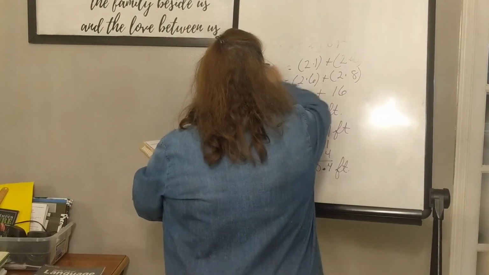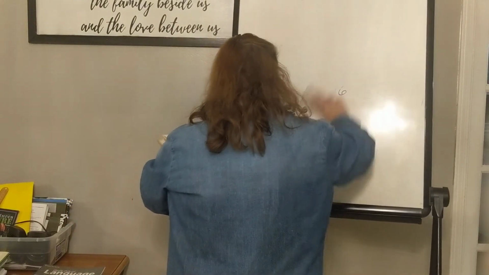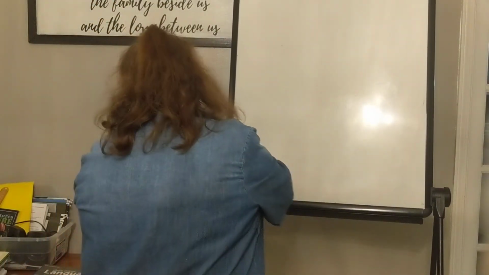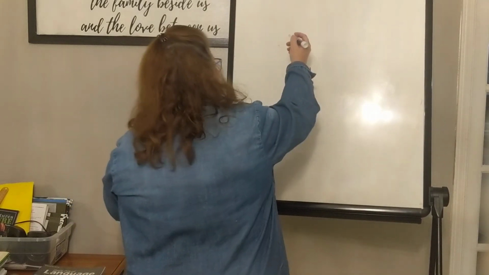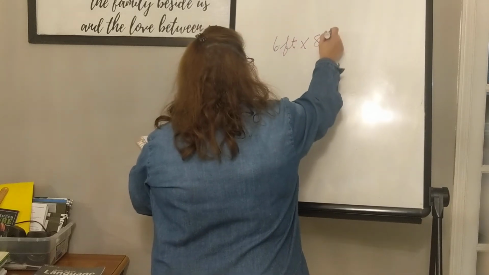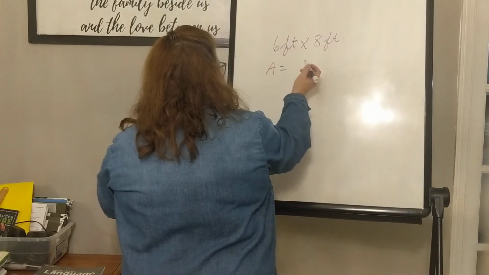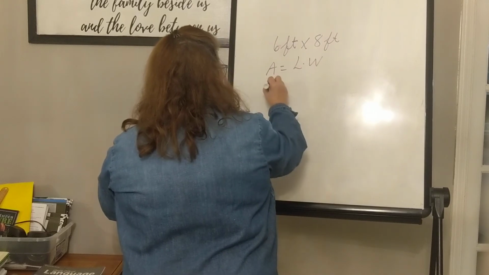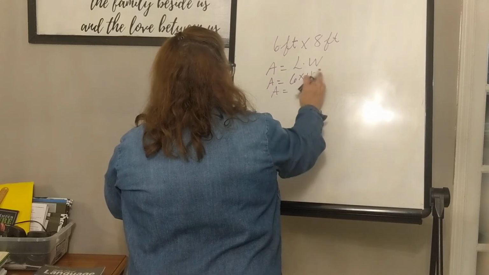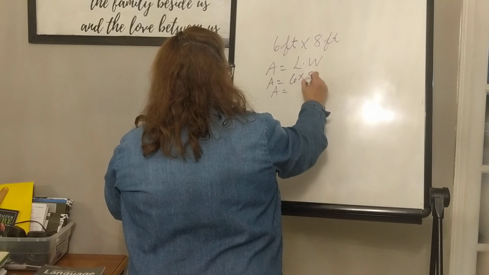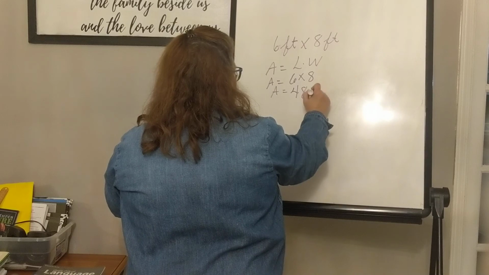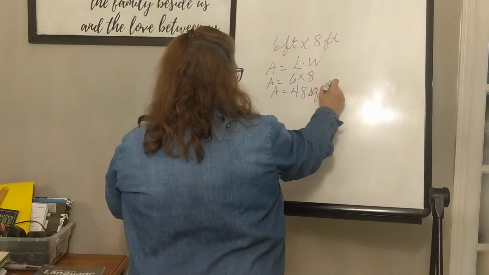Alrighty, and we're going to go ahead and do section 9, letters A and B together. Section 9A and B. So we are finding areas. We have a rectangle of 6 feet by 8 feet. Area equals length times width. Area equals 6 times 8. Area equals 48 square feet.